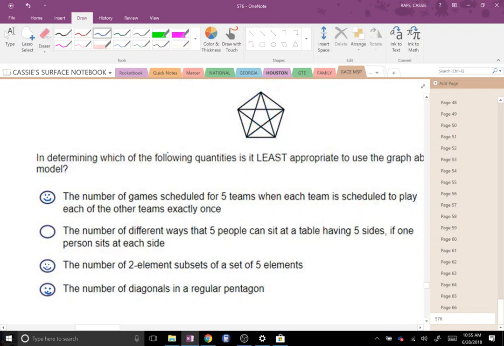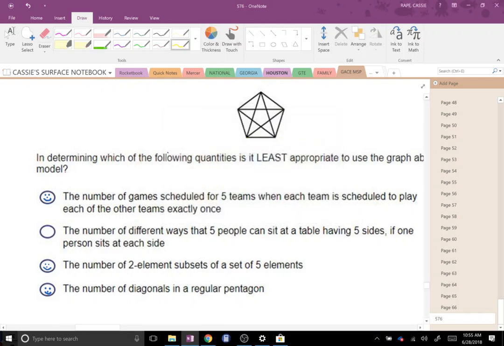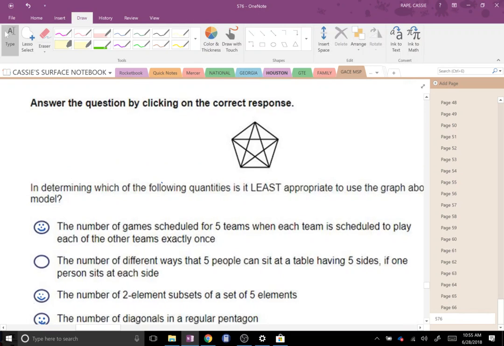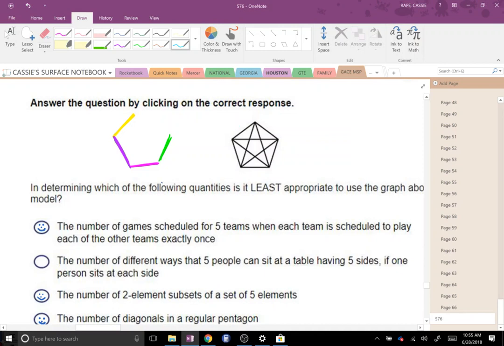I want to show you why B is the answer for the bad thing that this models. It's saying basically, if you've got 5 people who can sit at a table having 5 sides, and it says that it's a pentagonal table. So basically what that is setting up here is that you've got this table where for whatever reason it matters what side these people are sitting on. So it's going to look kind of like this, a pentagonal table. Then you've got a person A, a person B, a person C, and so on.